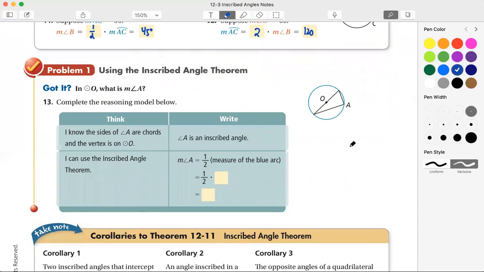So let's encircle what is the measure of angle A. So I know the sides of angle A are chords, and the vertex is on circle O. A is an inscribed angle, so I can use the inscribed angles theorem. The measure of angle A is 1/2 the measure of the blue arc. So this equals 1/2 of 180, which equals 90.